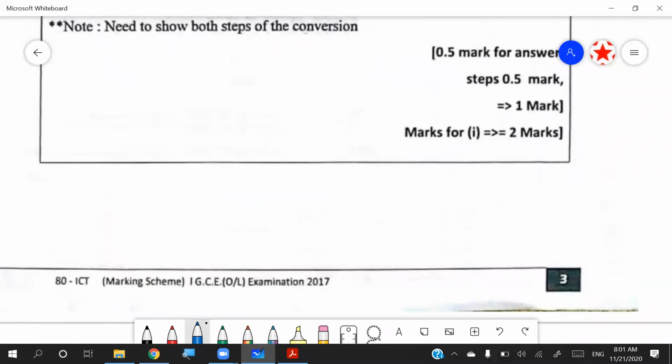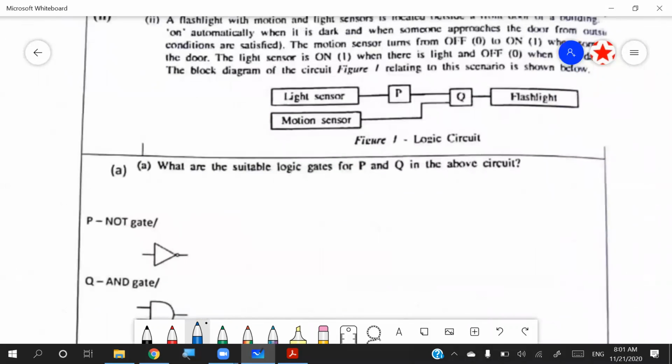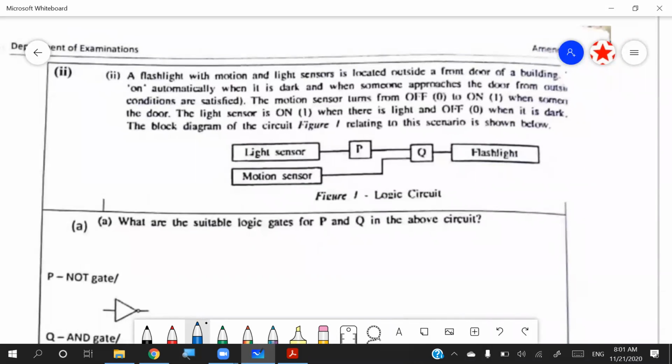So the next part, the second one. They are talking about a particular gate. They are talking about a flashlight which needs to light up in the scenario of having a motion sensor and where you don't have light, which means in the dark. So here it says the flashlight with motion and light sensor is located outside the front door of a building and turns on automatically when it is dark and when someone approaches the door from outside.